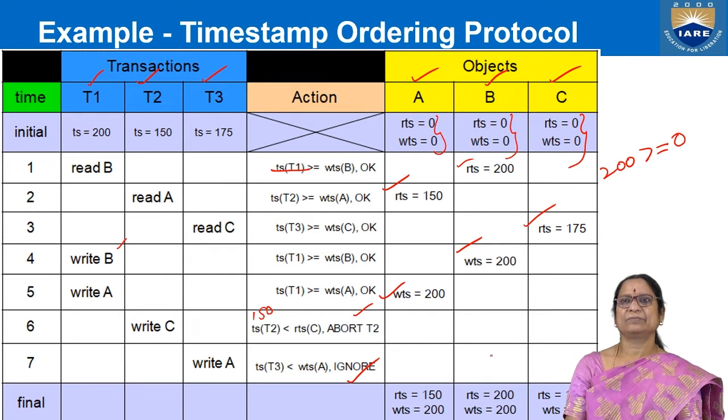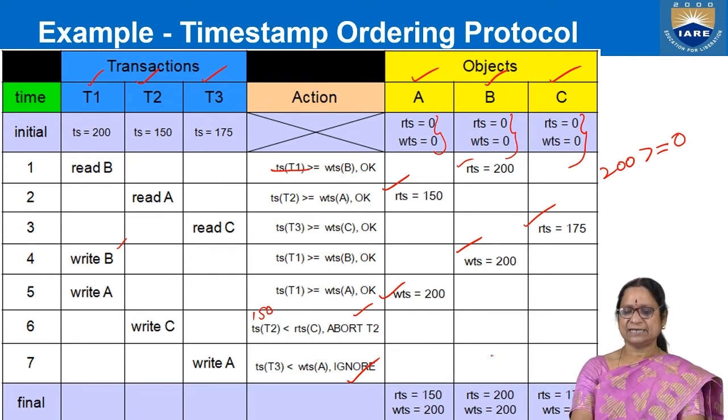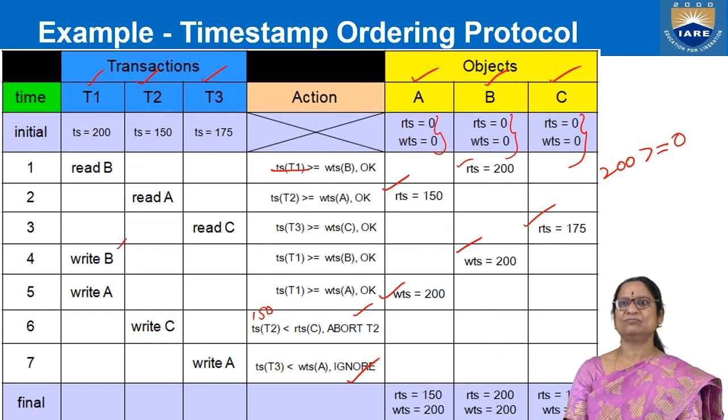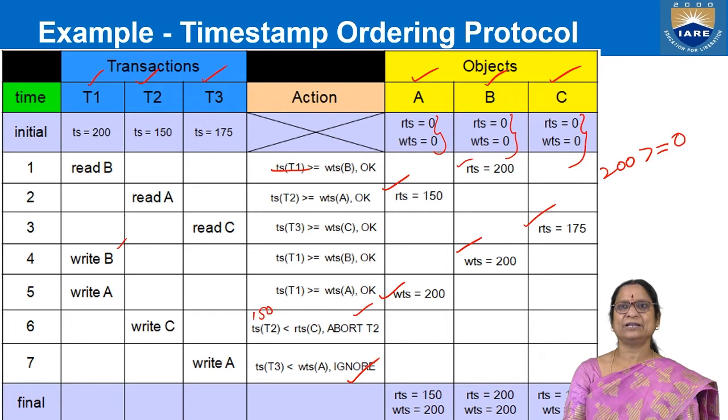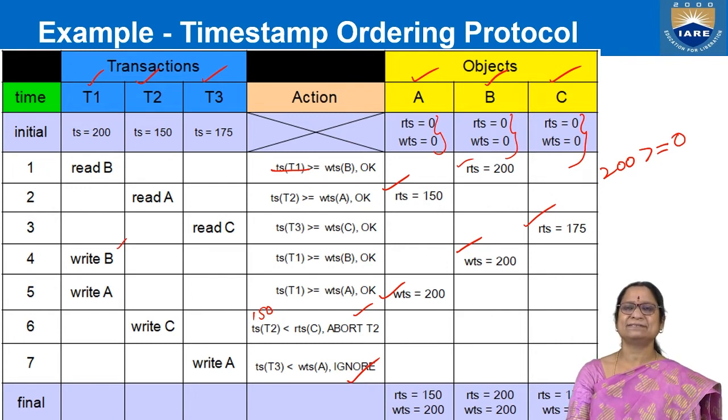We need not abort. So after this, the status is: for A, read timestamp is 150 and write timestamp is 200; for B, read timestamp is 200 and write timestamp is 200; for C, read timestamp is 175 and write timestamp is 0. This process is going to be continued. An algorithm or a program can be written for this timestamp ordering protocol, so that the conflict between read and write statements can be avoided and serializability will be assured in case of the timestamp ordering protocol.